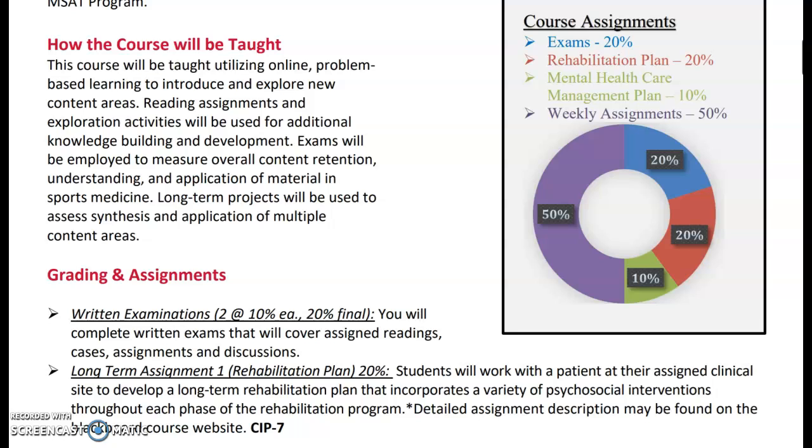The rehab plan, that's 20%. So essentially you'll pick a student athlete or a patient regarding your clinical site, and you'll talk with your preceptor to, one, be in charge of their long-term rehabilitation. So this is going to need to be a patient who is post-op ACL or post-op surgery. It needs to be someone you're working with for a long time, at least 3 to 4 weeks.